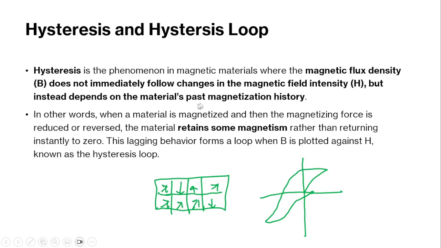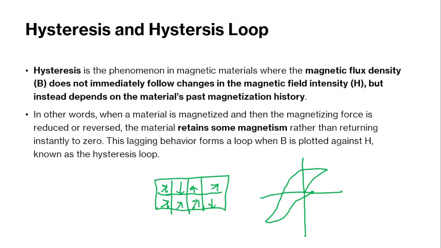The definition of hysteresis is basically a phenomenon in magnetic materials where the magnetic flux density B does not immediately follow changes in the intensity H, but instead depends on the material's past magnetization history. Initially, some arrows like these three here might be pointing in the same direction, so you might have a residual flux. If you have a residual flux, the curve itself wouldn't start from zero, because zero means B is zero and H is zero. That's why they say past history of magnetization.